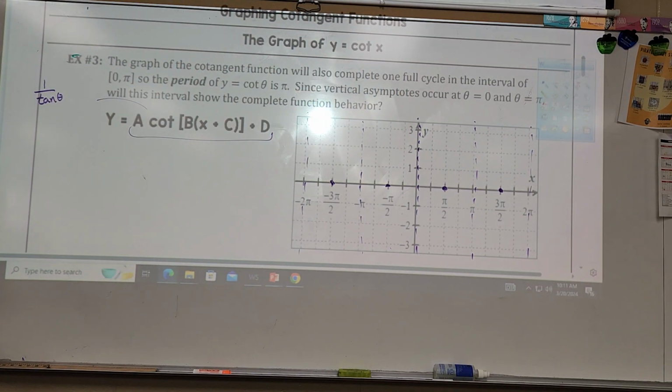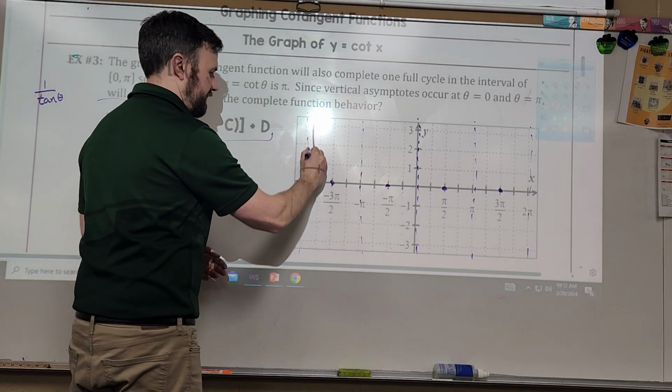Now the other thing is we're switching our x and y, right? So that's kind of like almost doing an inverse. So instead of going up, cotangent goes down. It goes the opposite way.